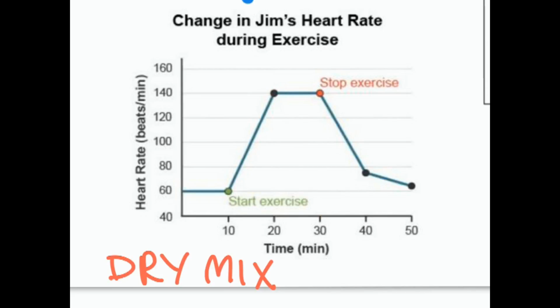Okay. Same at 30, and that's when he stopped exercising. When he stopped exercising, his heart rate went back down. Okay, so after 40 minutes, his heart rate had dropped to about 75 beats per minute. Okay, and at about 50 minutes, it almost went back to its same start heart rate, before exercise. So line graph, you would do your dots and then connect the lines, and just remember DRY MIX, and you can get it set up correctly.